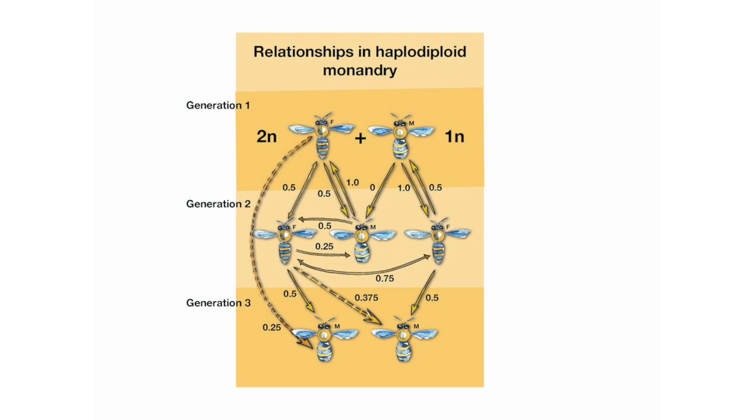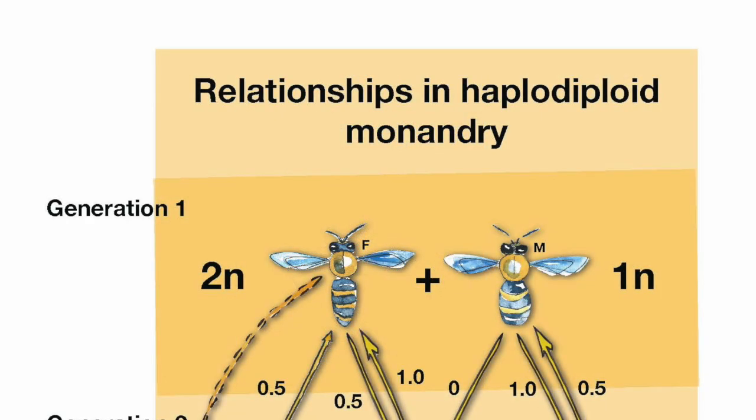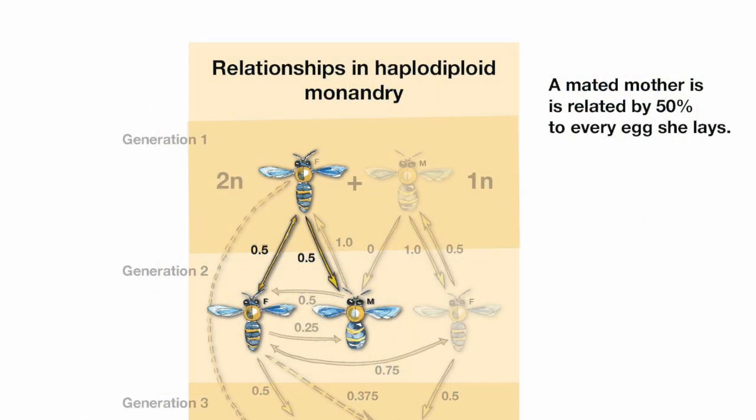This is what I'm talking about, like the hymenoptera, where the males have only one set of chromosomes, monandry. And that means the female has mated with only one male. So here we have a female, generation 1, mated to one male. And what this means in the hymenoptera is that a mated mother is related by 50% to every egg she lays. She's normal because she's diploid.